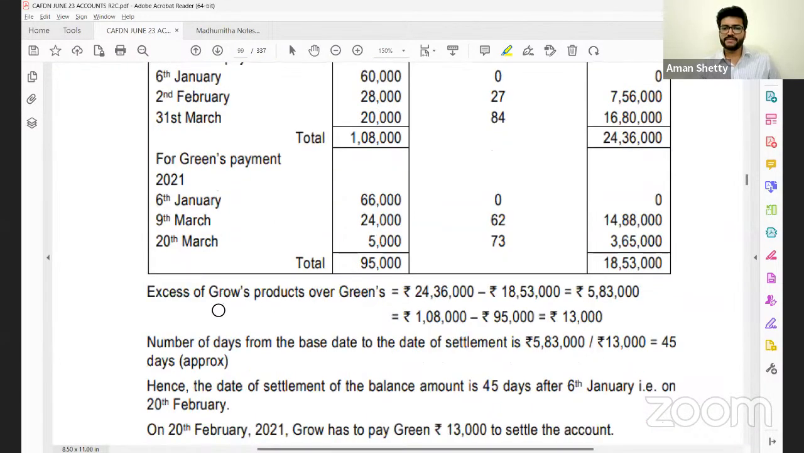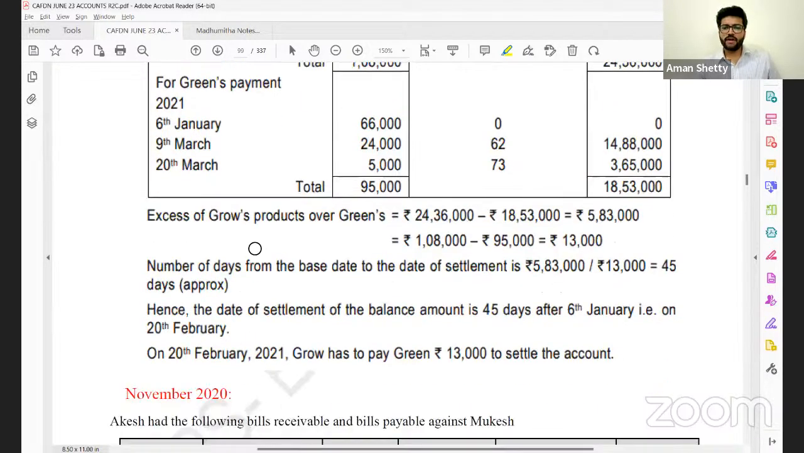Okay. Then excess of gross product over Greens. Right? What is that? 24 lakh 36 minus 18 lakh 53, 5 lakh 83,000. Same way between amounts also. 1 lakh 8 minus 95, 13,000. So number of days from base date to the date of settlement is how much? 5 lakh 83 divided by 13,000. That is 45 days approx.